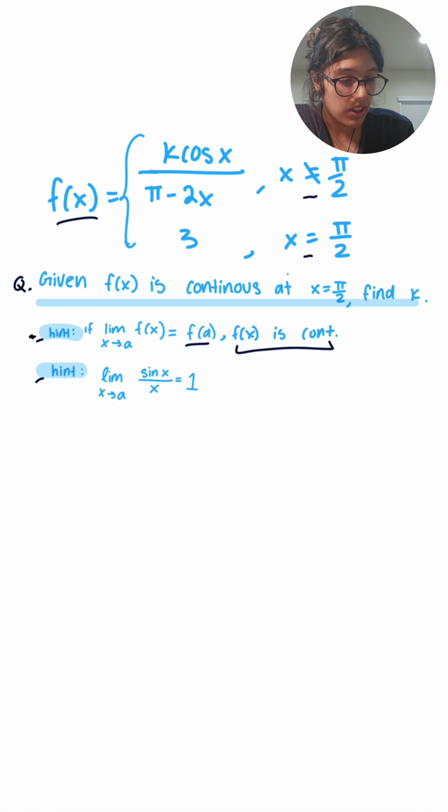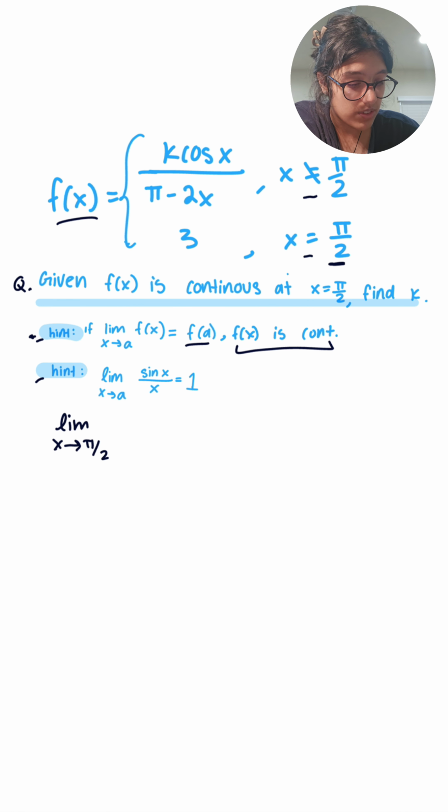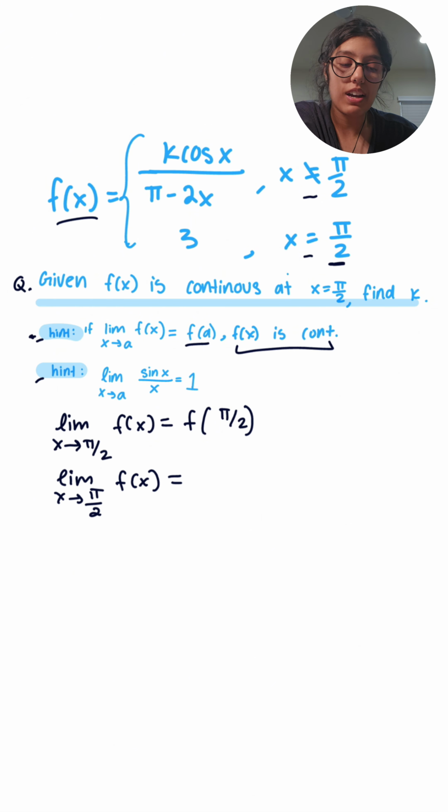So let's actually apply the first hint right now. We know that the limit as x tends to a should be equal to f of a. A in this case is going to be pi over 2. So we're going to have x tends to pi over 2 of f of x, and then we're going to have f of a, or f of pi over 2. Our right side, f of pi over 2, is just going to be 3 from our function.